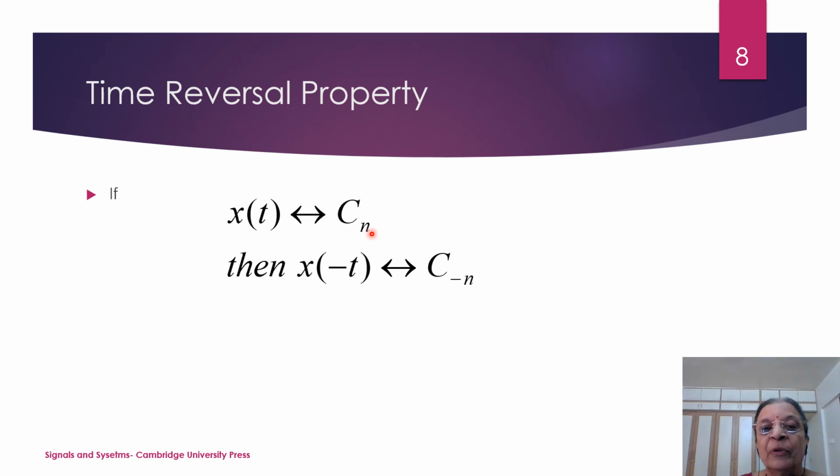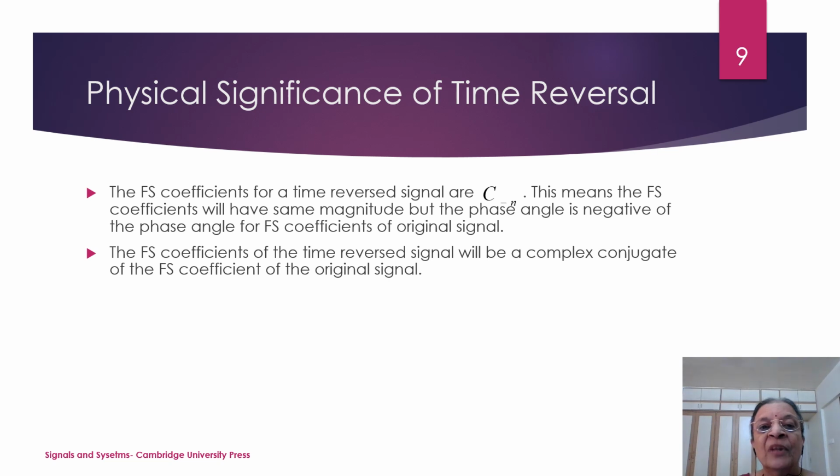Time reversal property. If the corresponding signal x(t) is reversed in time, so we have x of minus t, what will be the change in the Fourier series coefficients? The Fourier series coefficients will have the value C of minus n. Wherever there is n, we will have to replace it by minus n. So the Fourier series coefficients for the time reversed signal are C of minus n.